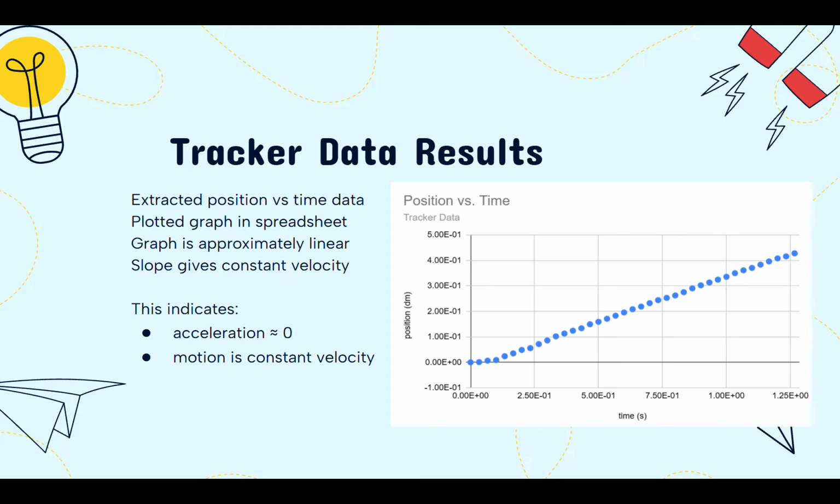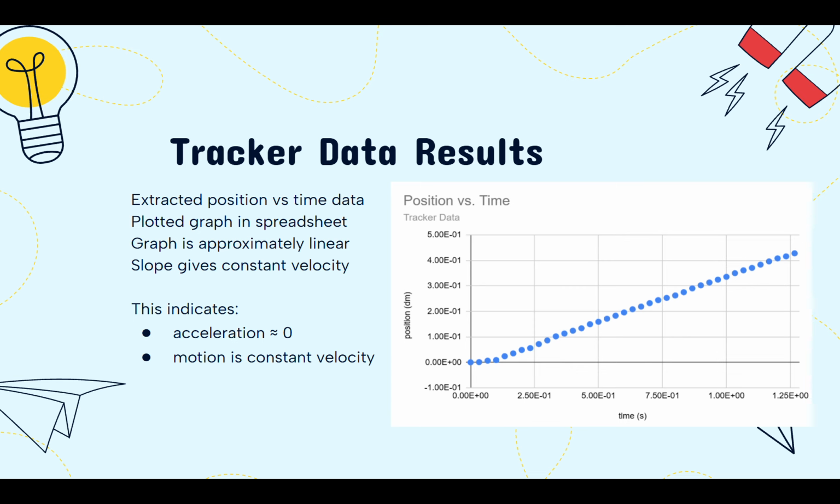For the Tracker data results, we extracted the position versus time data and plotted a graph in a spreadsheet on Google Sheets. The graph is approximately linear and the slope gives a constant velocity, which you can see in this graph to the right. This indicates that acceleration is pretty much 0 and motion is constant velocity.